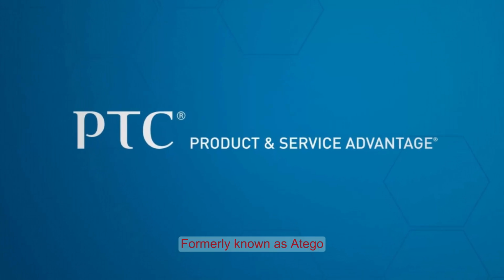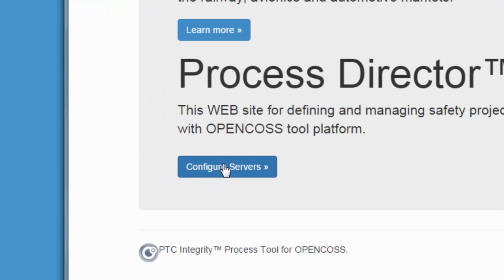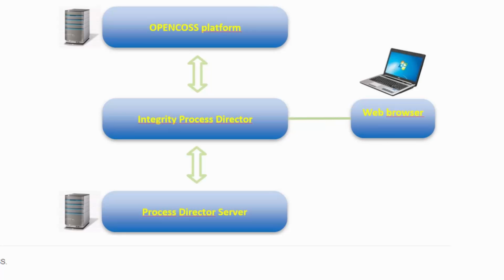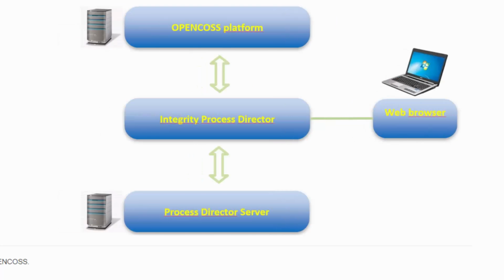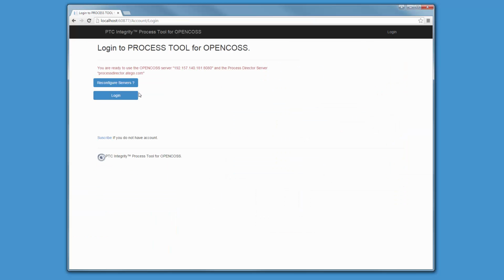Welcome to this video on how Integrity Process Director has been integrated as external process editor for OPENCOSS. The tool is a website, and it can be used from everywhere through the web. As a prerequisite, it must be configured to be connected to both servers, Process Director and OPENCOSS.